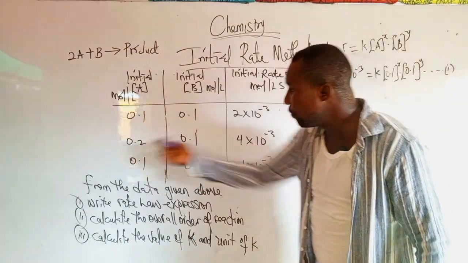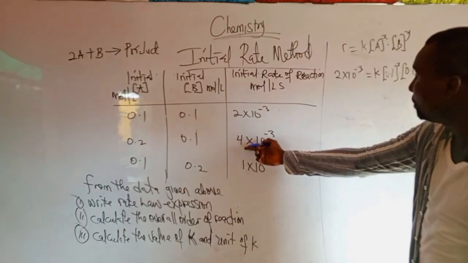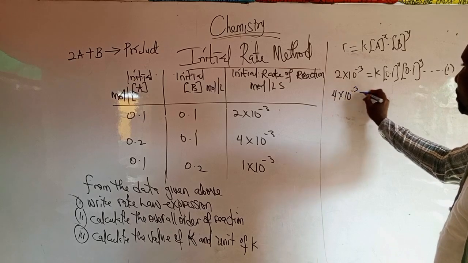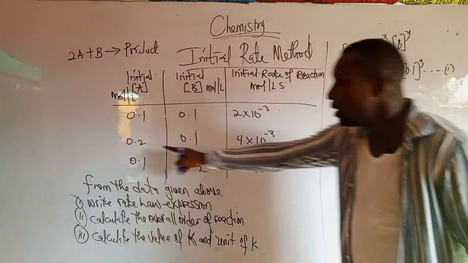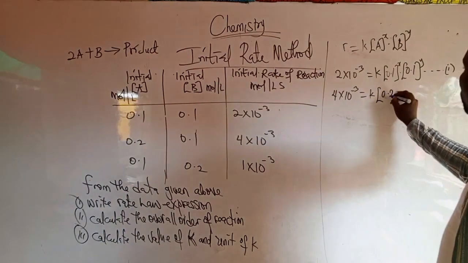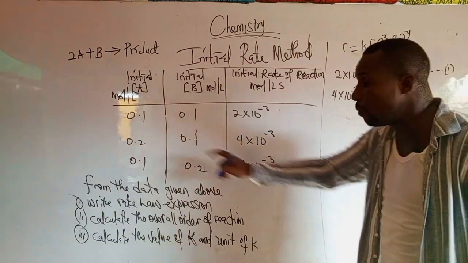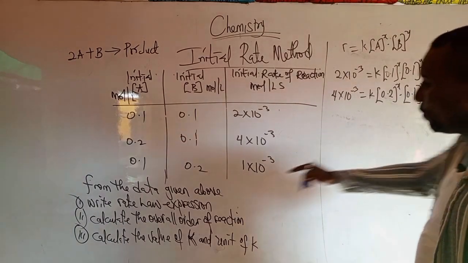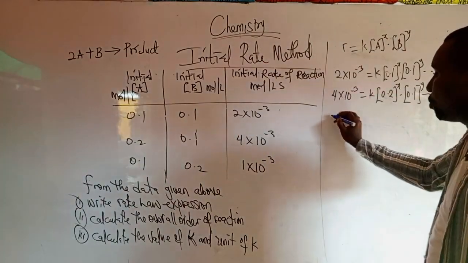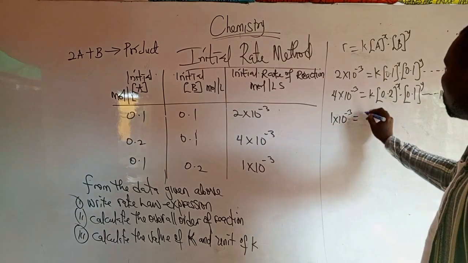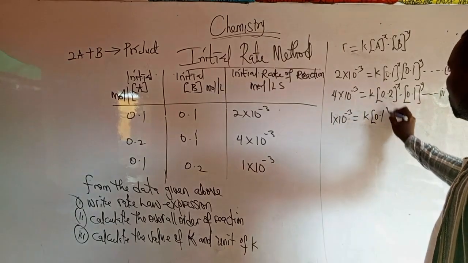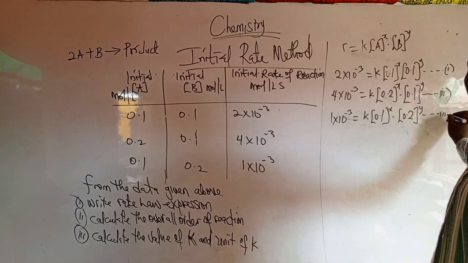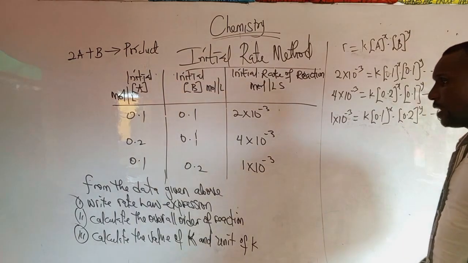Let me write all of them out. For the second experiment, the rate of reaction is 4 times 10 raised to power minus 3 equal to K into A, which is 0.2 raised to power X, then B is 0.1 raised to power Y. Let me call this equation 2. For the third experiment, R is 1 times 10 raised to power minus 3 equal to K into 0.1 raised to power X, 0.2 raised to power Y. Equation 3.